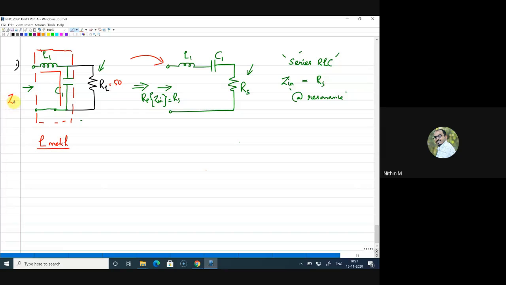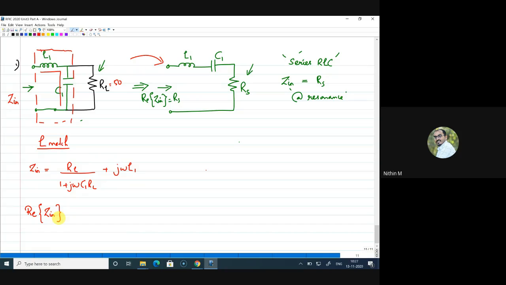If I look from here and write the impedance seen, I can say that the impedance seen is equal to R and C in parallel. So I can write it as RL divided by 1 plus j omega C1 RL, plus this inductance is in series, so it is j omega L1, right? Now, we are focusing only on the real part of the impedance. We wanted to know whether the real part of the impedance is giving you a resistance value, and whether that value is a lower value or a higher value.